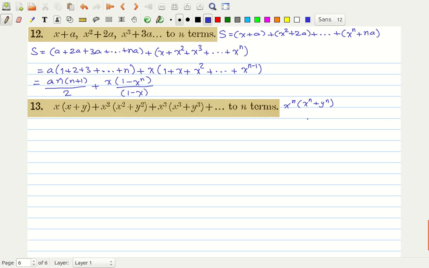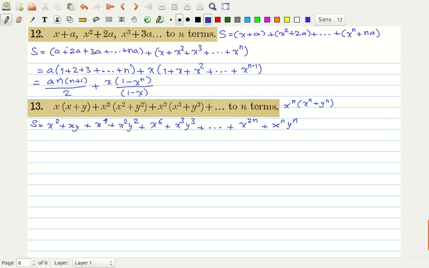So we know what our nth term is going to be. So we have to just find the sum of these n terms. We can write this series, just expand it, so you get x square plus xy. This is the first term. Second term is x to the power 4 plus x square y square. Third term is x to the power 6 plus x cube y cube, and nth term is going to be x to the power 2n plus x to the power n y to the power n.